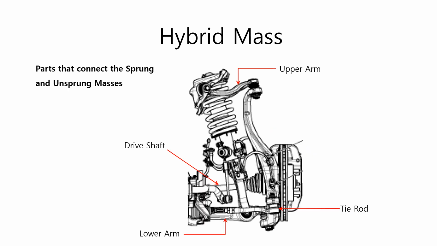Hybrid masses are the parts that connect sprung mass and unsprung mass. They are a mixture of sprung mass and unsprung mass, with one side moving like sprung mass and the other side moving like unsprung mass. These include upper arms, lower arms, drive shafts, and tie rods. Usually, half of the mass is treated as sprung mass and the other half is treated as unsprung mass.